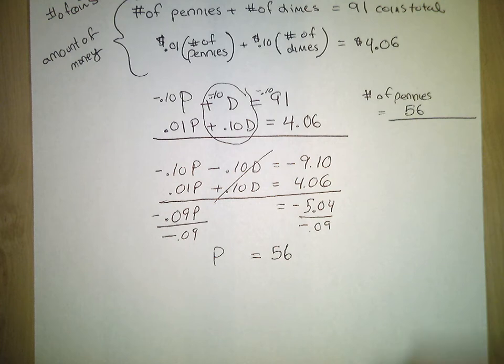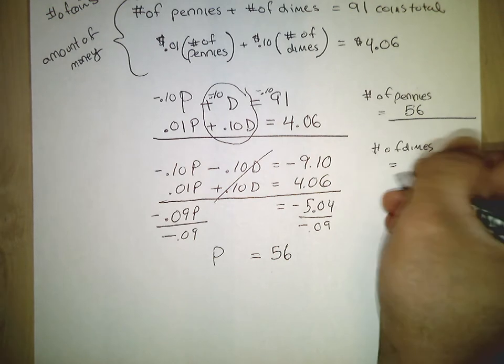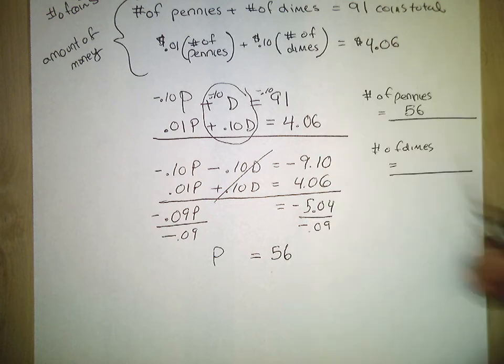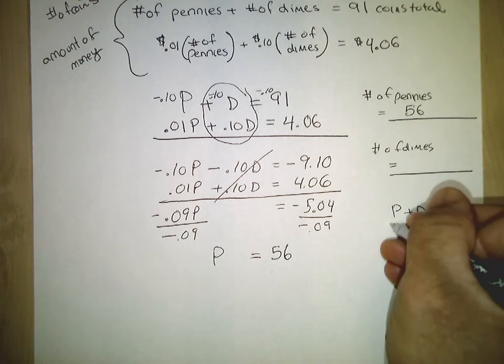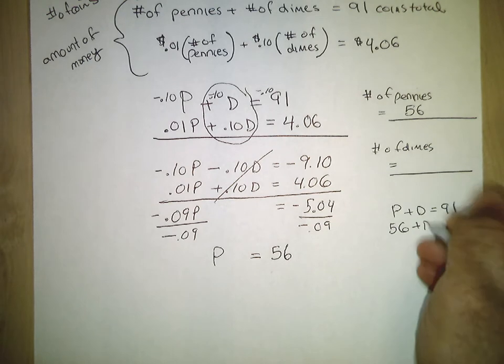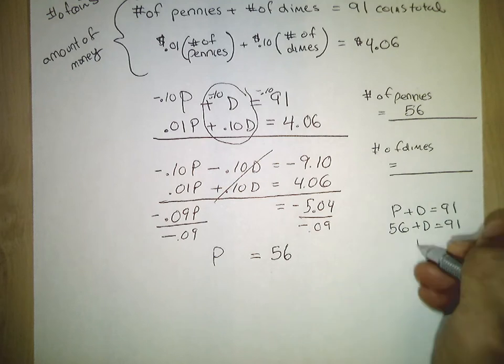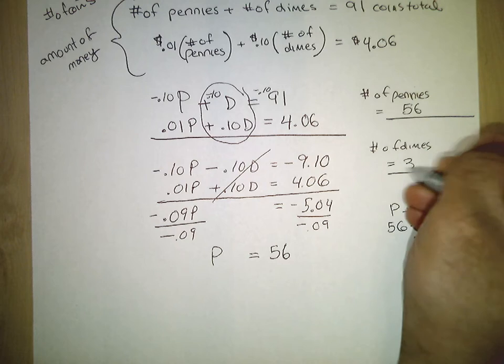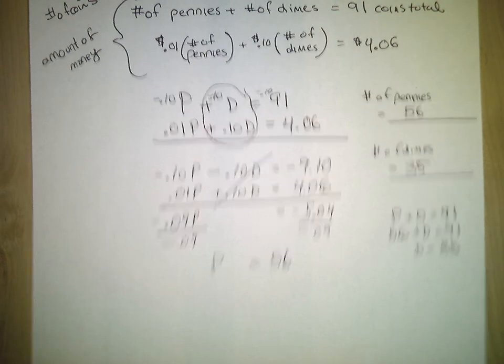Now, if we wanted to find the number of dimes, could we do that? Yes, because we knew that the total was 91. So P plus D was 91, and we know the number of pennies was 56. So I subtract the 56 from the 91 to get that there were actually 35 dimes in the jar. What a time to be alive. We did all of this work for $4.06.